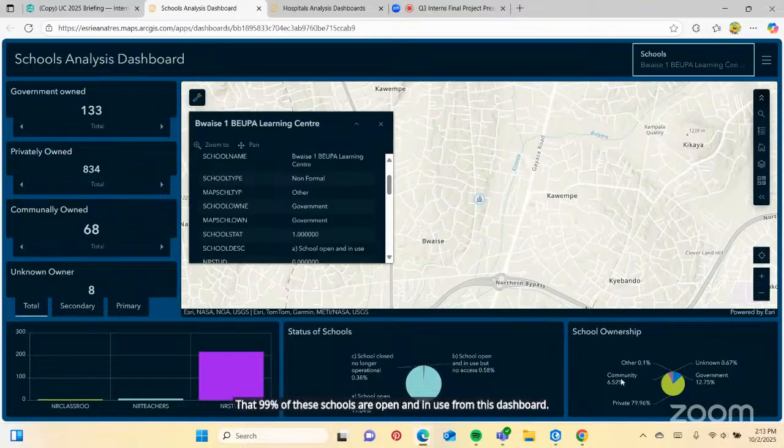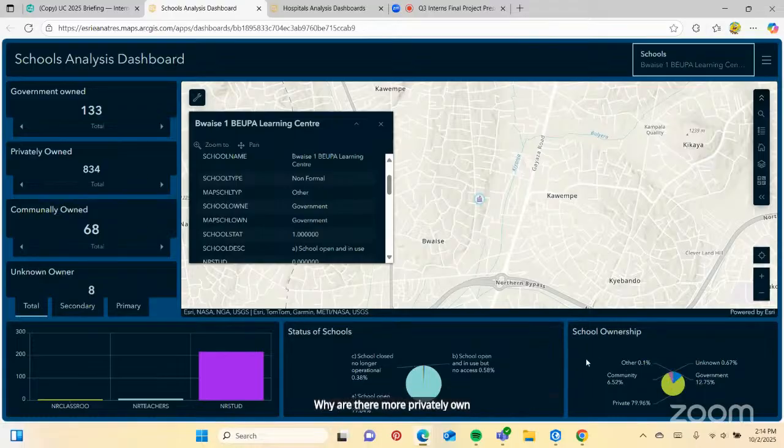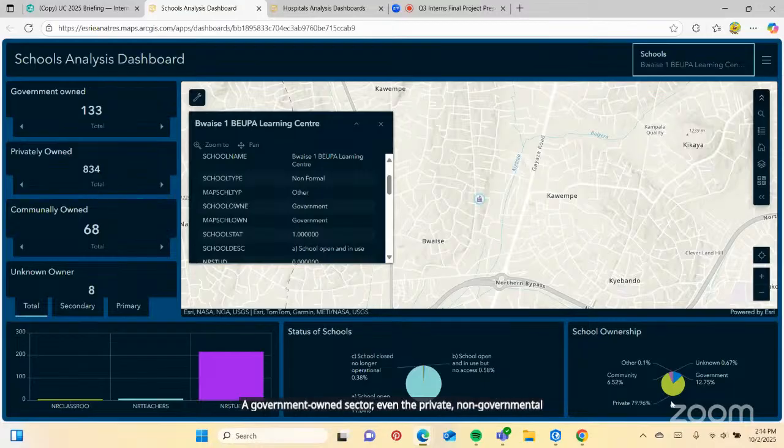I also did an analysis about the school ownership, which comes in this format: government, which is 12%, privately owned schools, which are 79%, communally owned schools, and other institutions. So from this analysis, you ask yourself, why are there more privately owned schools than government schools in Kampala? I realized that there are more private individuals interested in the education sector. And since the education sector in Uganda is not only a government-owned sector, even private non-governmental organizations take part. So that's why we have more private institutions.